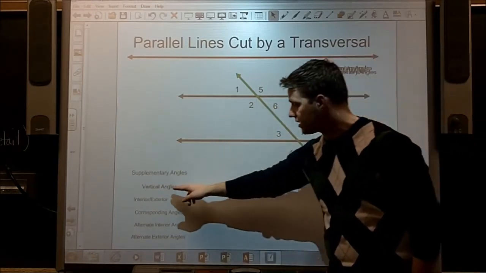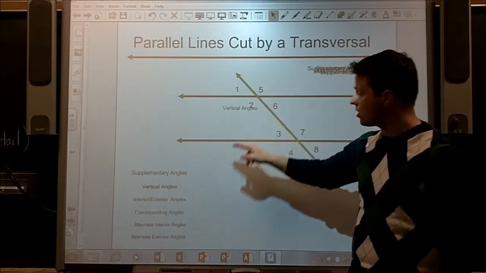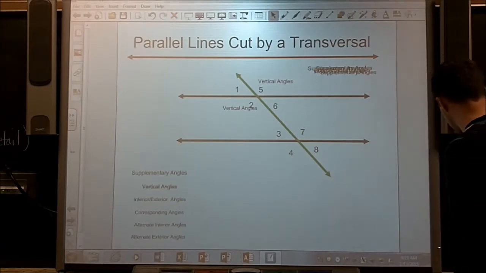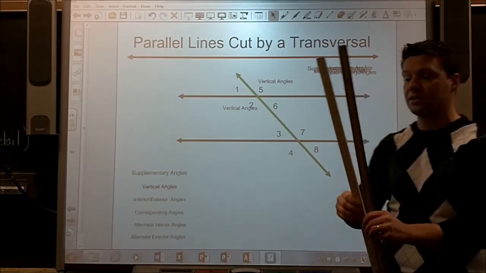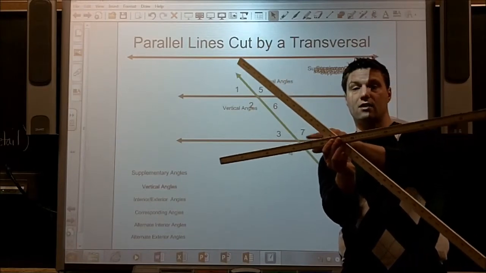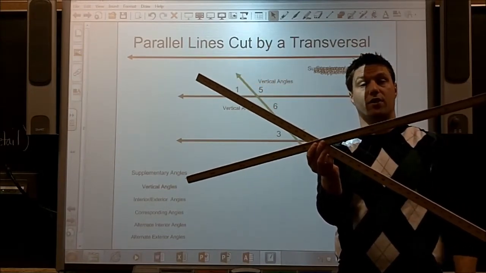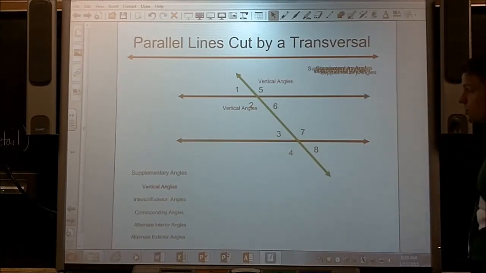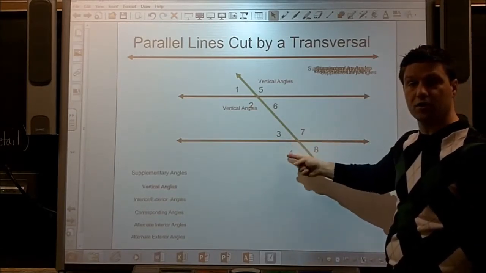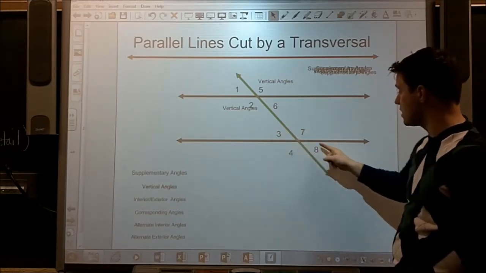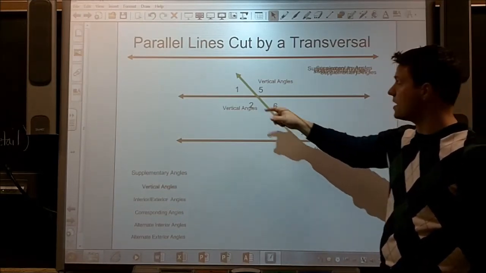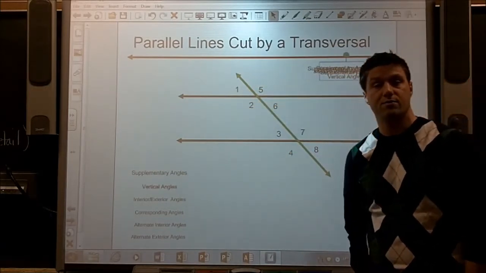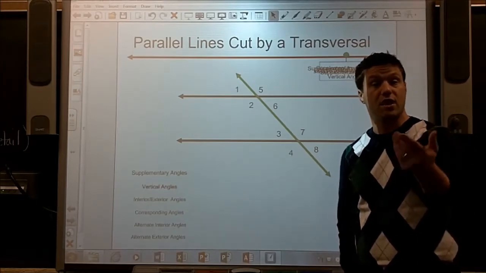We have a lot of vertical angles as well, right? Vertical angles are across from each other when 2 lines intersect. Remember I came up here with my yardsticks before, right? When 2 lines intersect, this little angle and this little angle, those are vertical. They're going to be equal to each other, right? So that happens all over the place in this picture. 4 and 7, those are vertical, okay? 3 and 8, those are vertical. The ones we haven't mentioned, 1 and 6, those are vertical angles. Angles that are across from each other when 2 lines intersect. There's the definition for it.